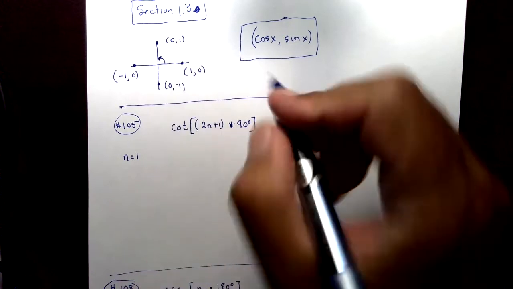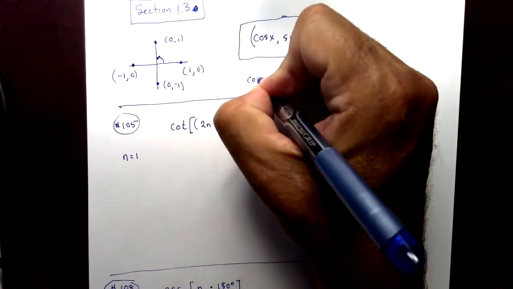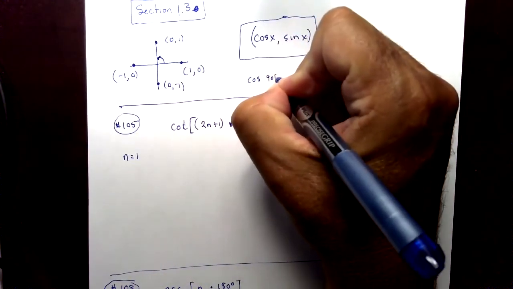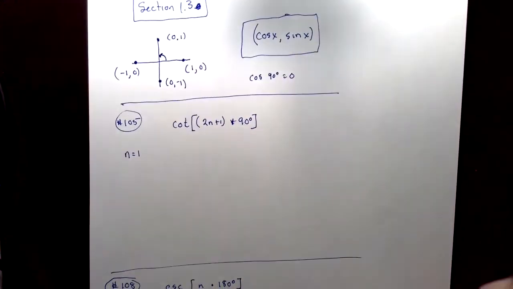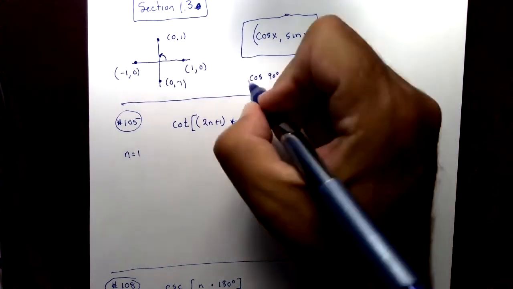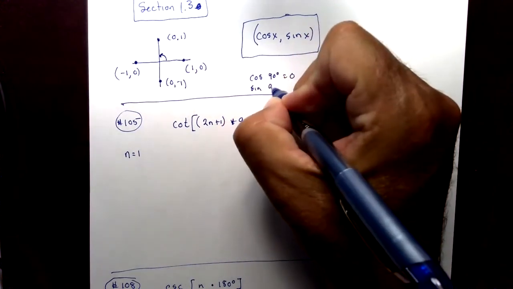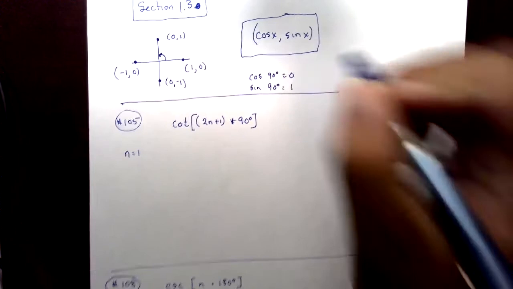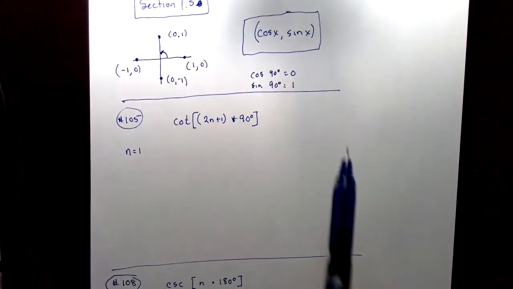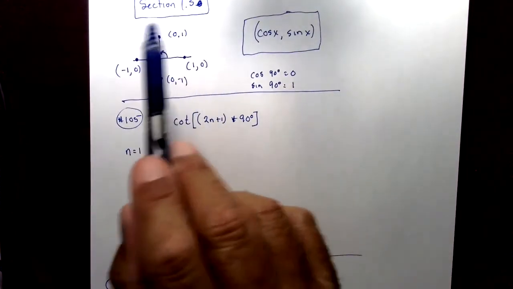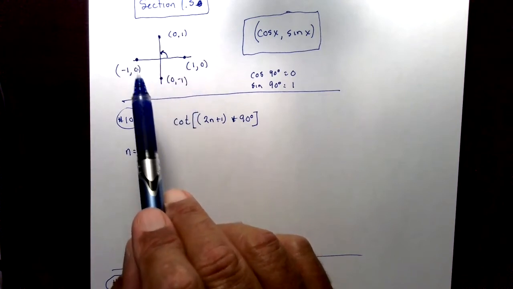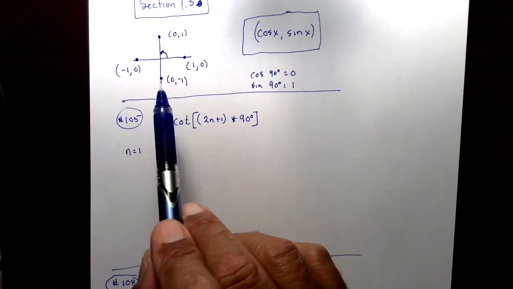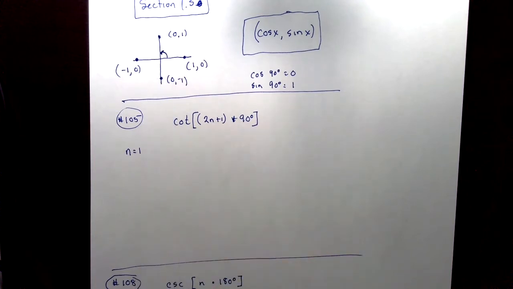In this case, the cosine of 90 degrees would be the first number in the ordered pair, and it would in fact be 0. The sine of 90 degrees in this example would in fact be 1. So I'm going to use that knowledge of these 4 ordered pairs for 0 degrees, 90 degrees, 180 degrees, and 270 degrees to answer the following questions.